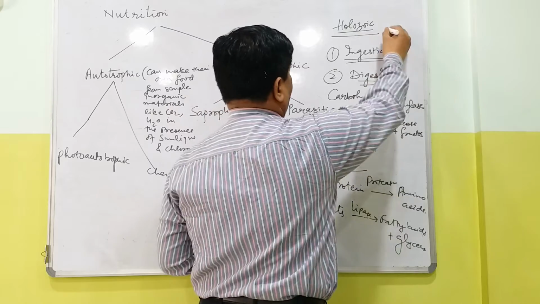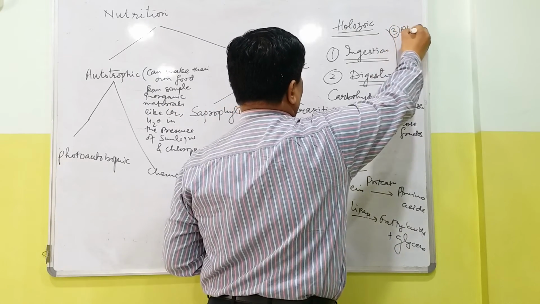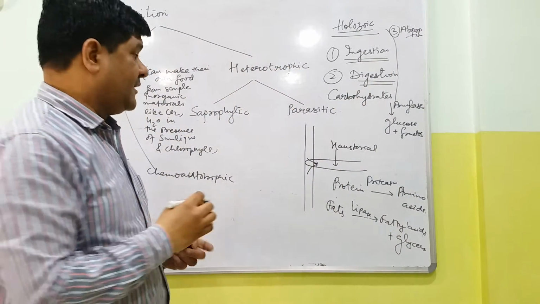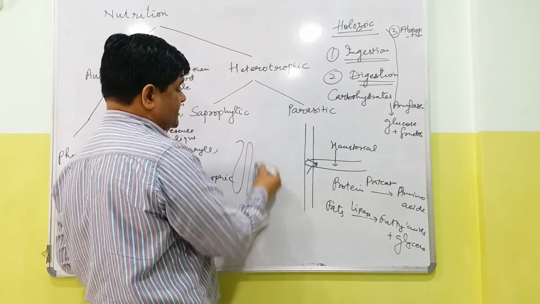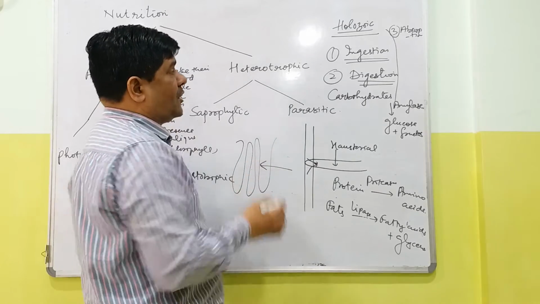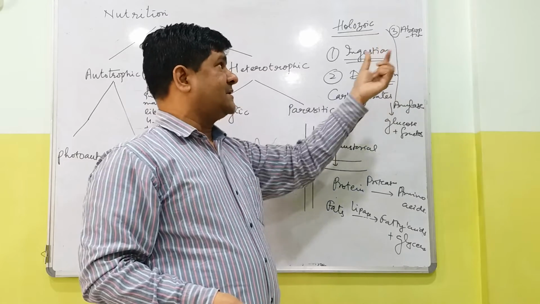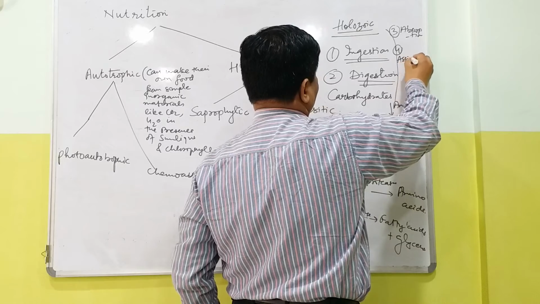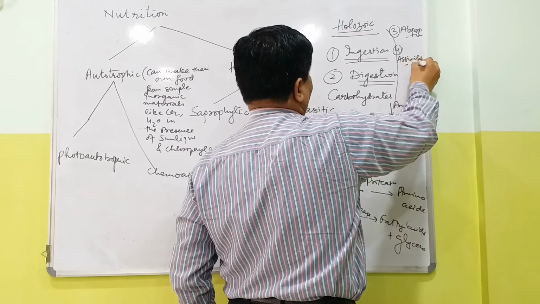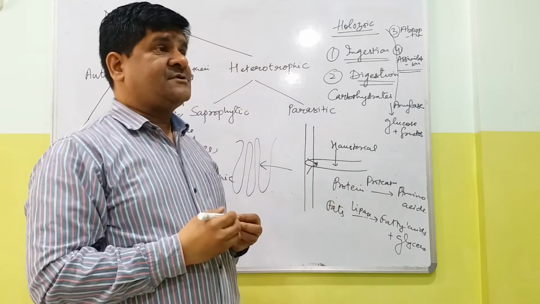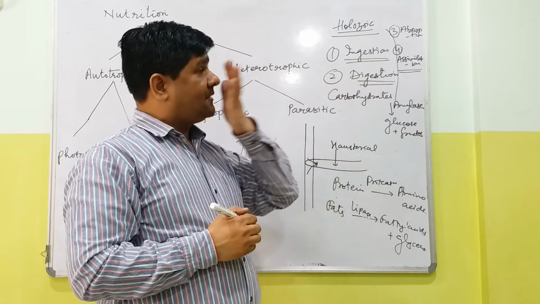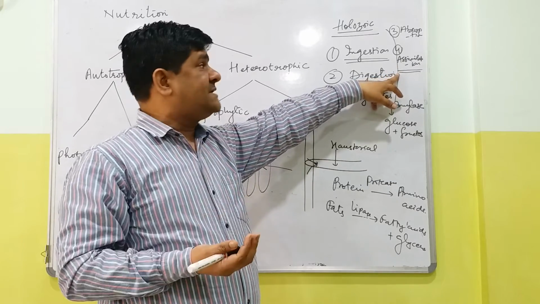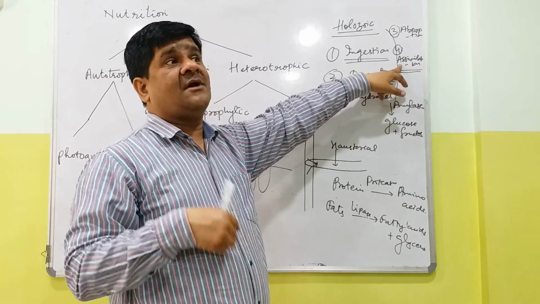Then the third step, absorption. We have certain finger-like projections in our small intestine called villi. These villi absorb the digested food from the small intestine. Then this absorbed food is taken by the blood to different cells and tissues of the body, where it gets converted into protoplasm. The process by which the digested food is converted into protoplasm and used for the growth, development, and repair of body cells and the formation of new cells in the body is called assimilation.